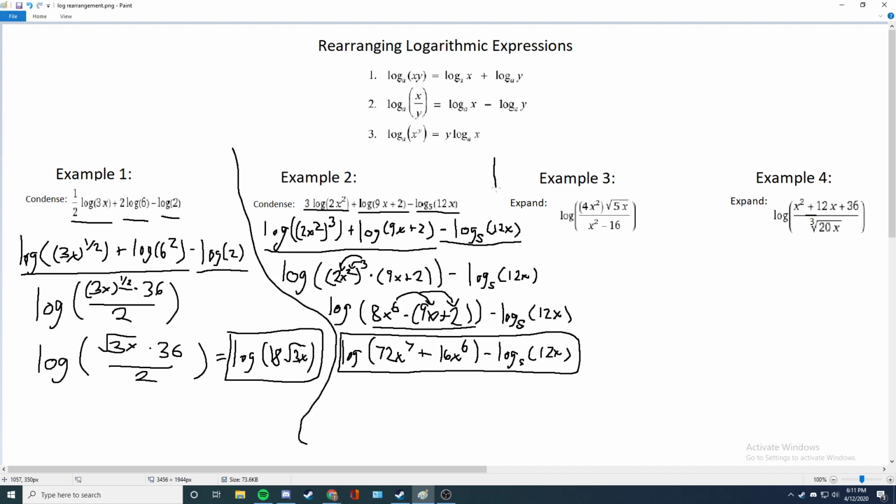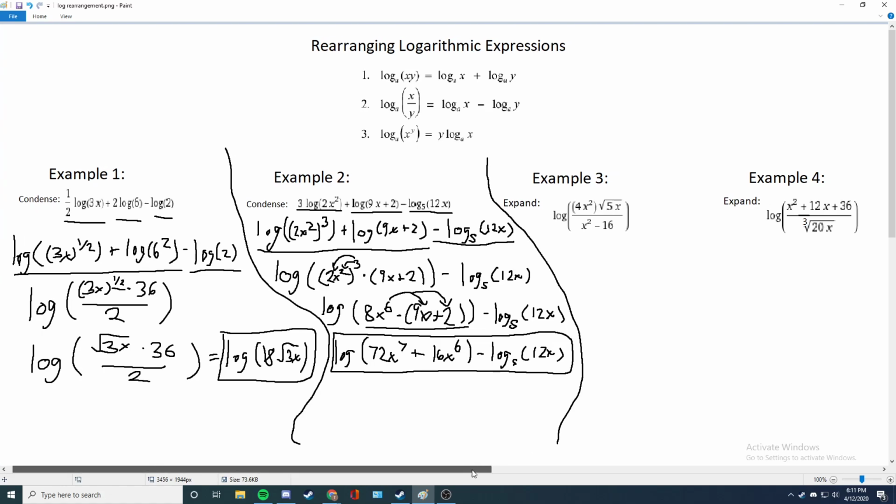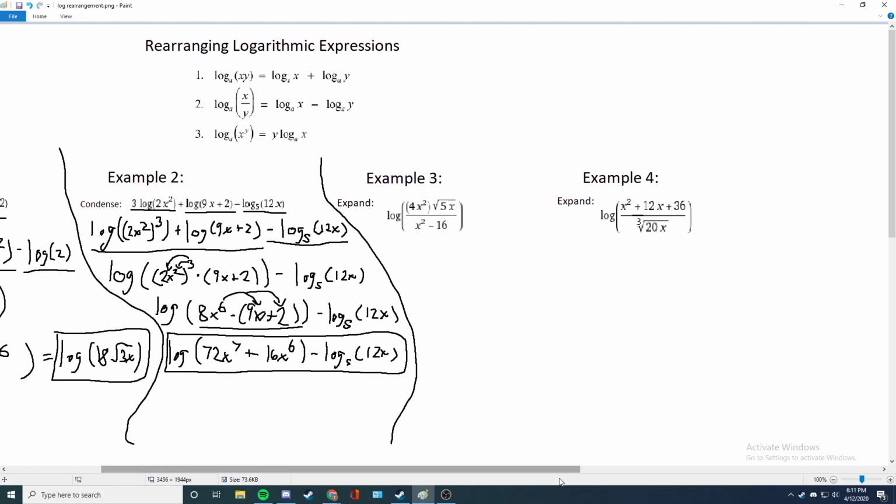Now moving on to the expansion examples. This is kind of the same process, but just in reverse. So we want to look for things that we can break apart into multiple pieces. So first off, let's just try to get it into multiple terms, and then we'll simplify those terms.